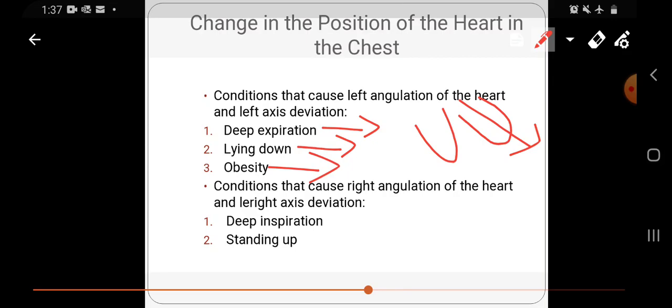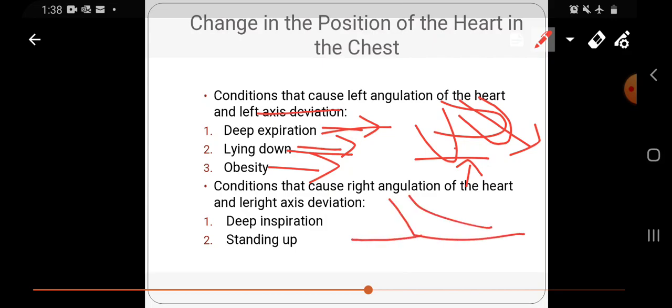طبعا كل هدول الconditions they increase the angulation لأنه يعني it's almost the same reason. إنه diaphragm is gonna push the heart, okay, and it will increase its angulation towards the left. فممكن إنه شخص يكون طبيعي 100%، بس إنه مثلا على ال ECG يبين إنه كأنه عنده left axis deviation، لأنه مثلا لحظة ما عملنا ال ECG كان عم يعمل deep expiration مثلا، أو he was lying down.